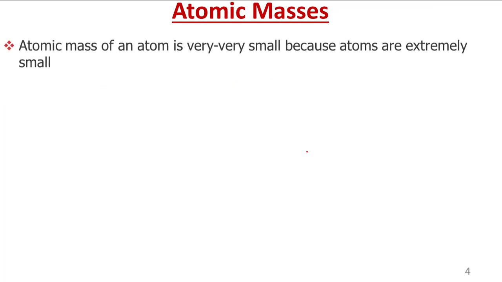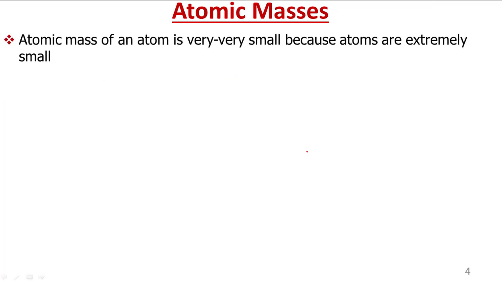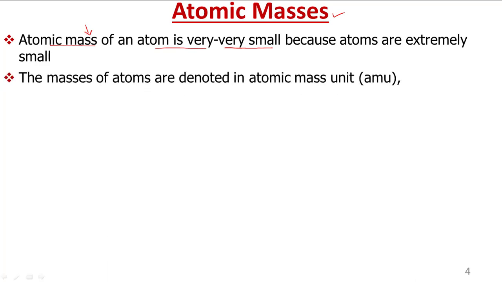Now let us see what is atomic mass. First we have discussed mass number. Now let us see what atomic mass means. As an atom is very small, the atomic mass of an atom is also very small, because the atom is very small. An atom is made up of protons, electrons, and neutrons, which are extremely small particles. So the mass of a single atom is extremely small.